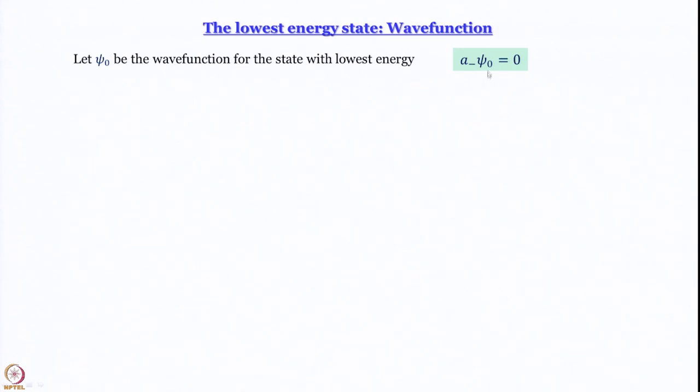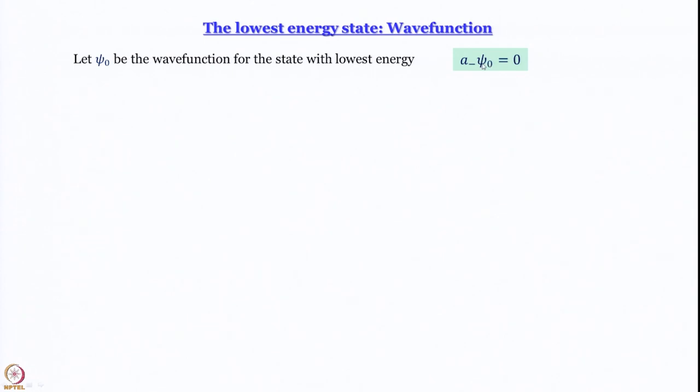In other words, we can think that the probability of finding that state is 0 everywhere. So, psi psi star, the probability density, is 0 everywhere. Therefore, psi also has to be 0 everywhere. So, A minus psi 0 produces a wave function that is 0 everywhere. That is why we write A minus psi 0 equal to 0. I hope you understand this.